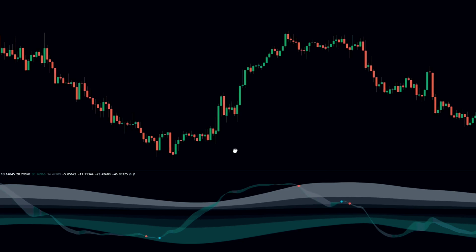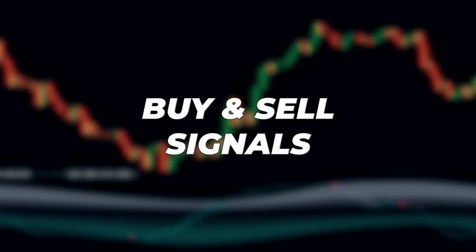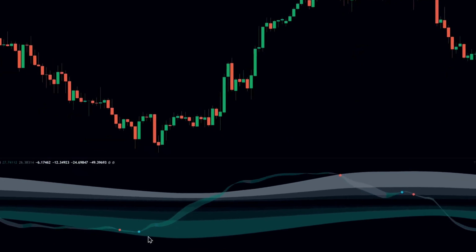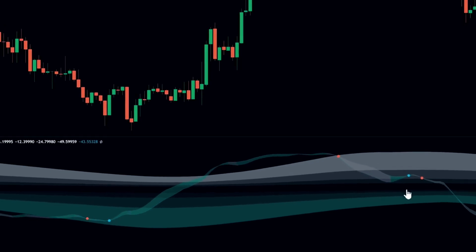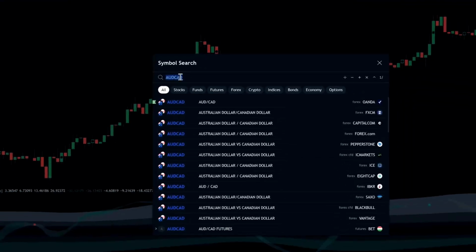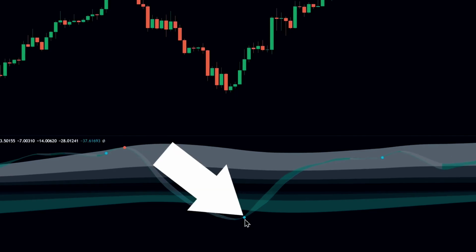All right, back to our trading strategy. It provides clear buy and sell signals based on the crossovers of the fast and slow lines, along with the color changes in the ribbon. Here's an example of a long trade. Suppose you're monitoring Aussie against Canadian dollars on the 1-hour time frame. You notice the fast line crosses above the slow line and a blue dot appears.